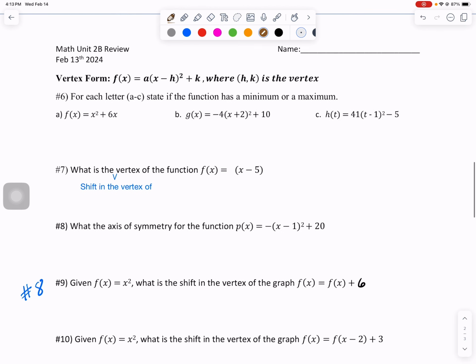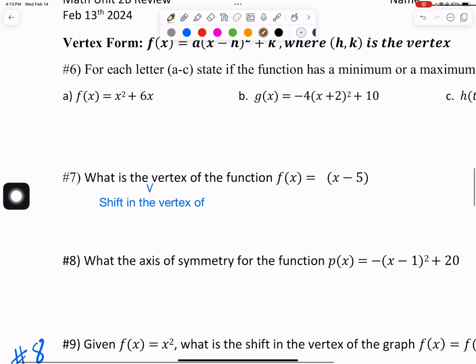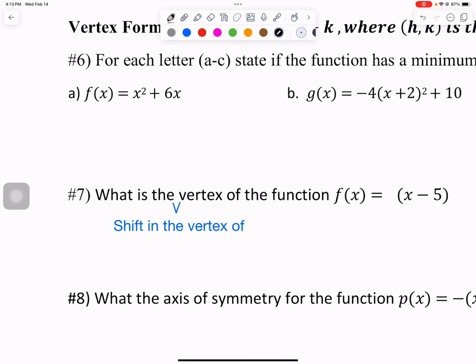All right, vertex form. f of x equals a, a little different here, (x minus h) squared plus k, where h and k is the vertex. Let's label. I love to identify and label. Our a value is going to be that imaginary 1. And our b value will be our coefficient of x. Now, our a here is positive, so our parabola will smile like a positive person.